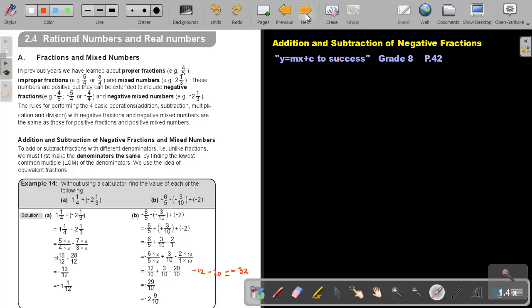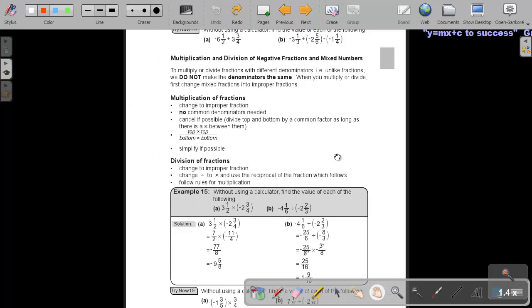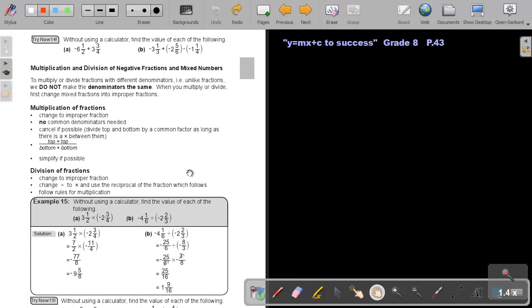Okay, I want you to try the following example. Just do number B. It's a bit more complicated. Stop the video, and as soon as you are finished, you can continue with the video. Try it now.